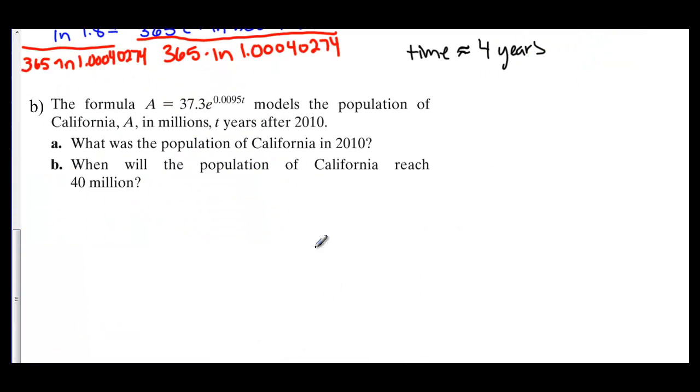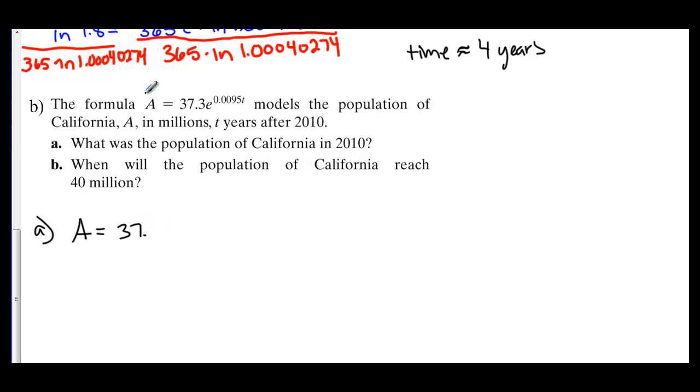All right, and one more word problem. The formula A equals 37.3 e to the 0.0095 t power models the population of California, A, in millions, t years after the year 2000. So it's asking us first, what's the population of California in 2010? Well, 2010 is going to be 0 years after the year 2000. So to work out A, all we're going to do is plug in 0 for t.